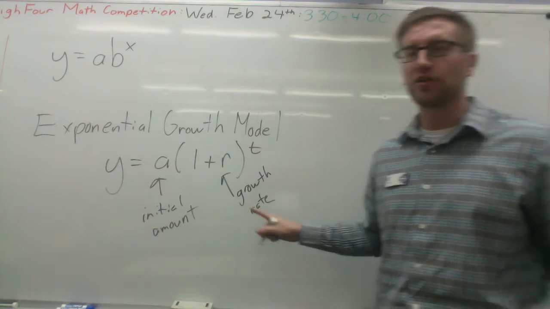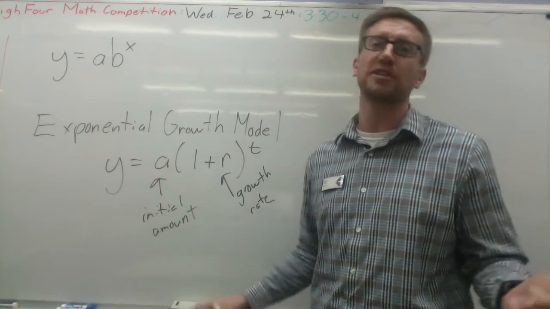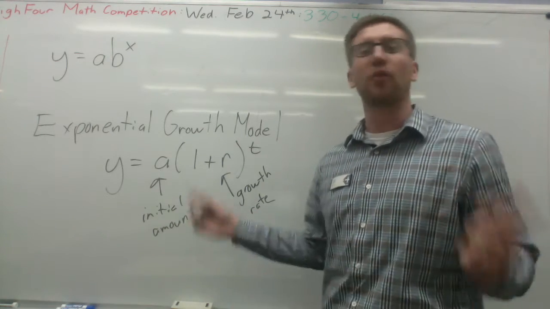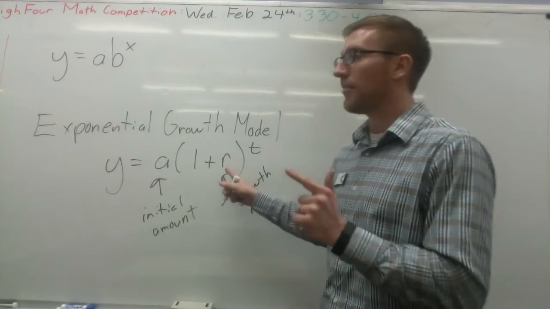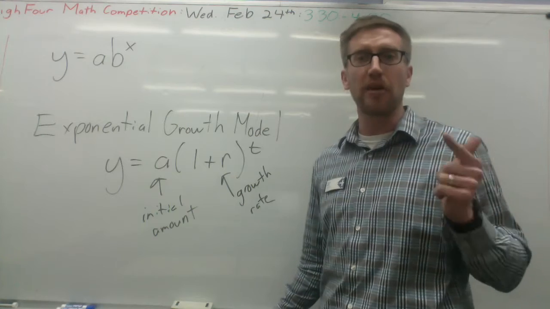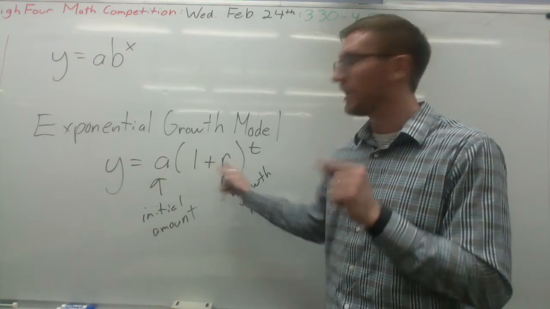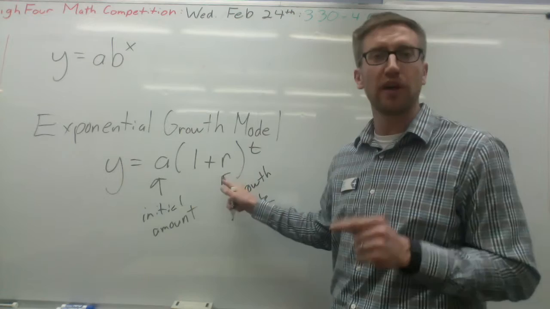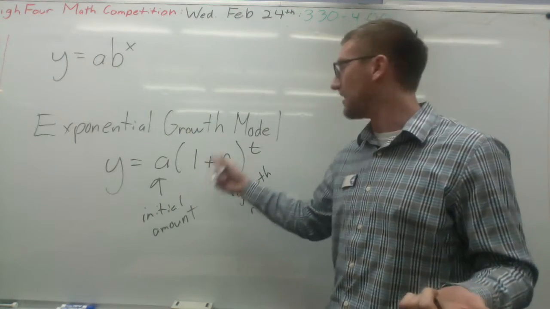Alright, r is our growth rate. So usually they'll give it to you in like some sort of percentage, 8% growth, 9%, 22%. Notice how, because I'm adding it to 1, that's why it will be growth. So if it's 22%, that'd be 0.22. So 1 plus 0.22 is 1.22, therefore greater than 1, hence growth.